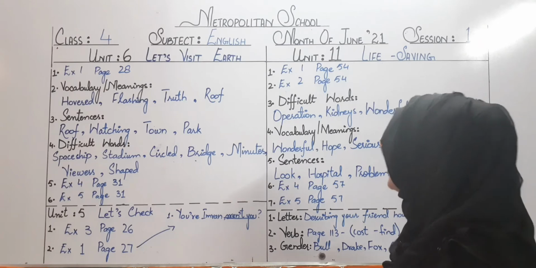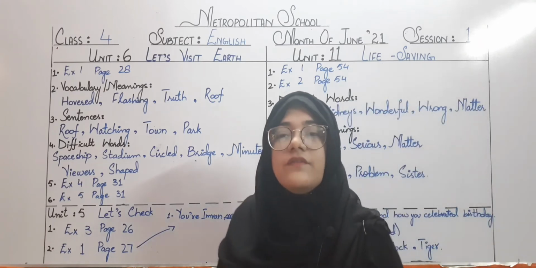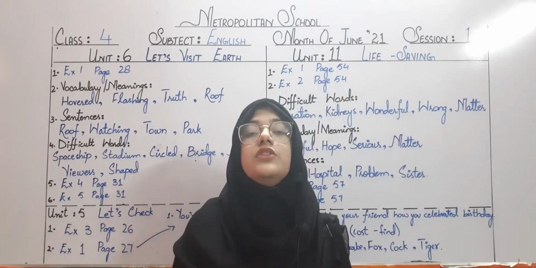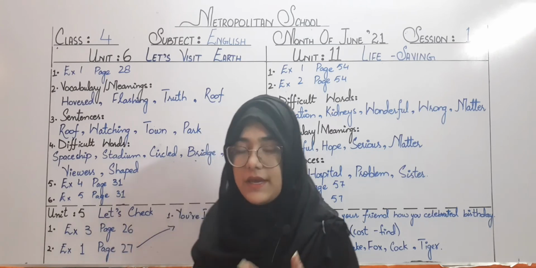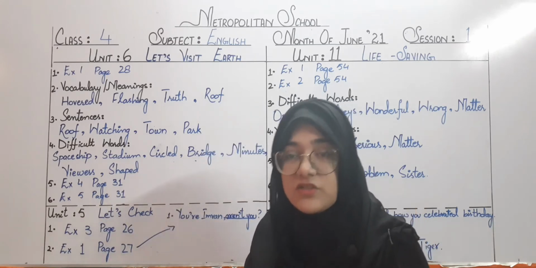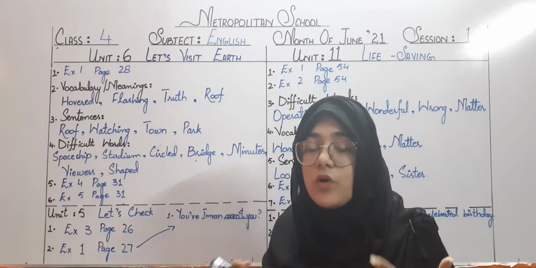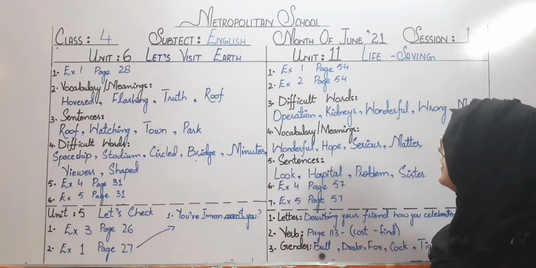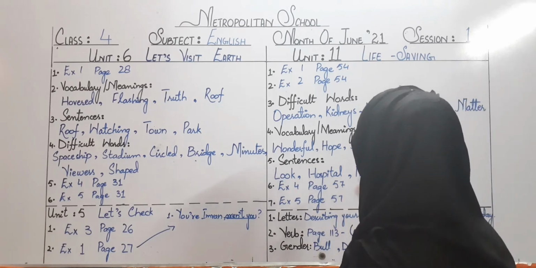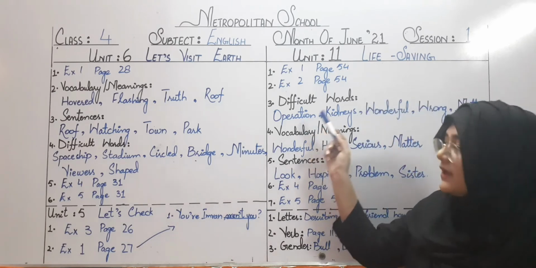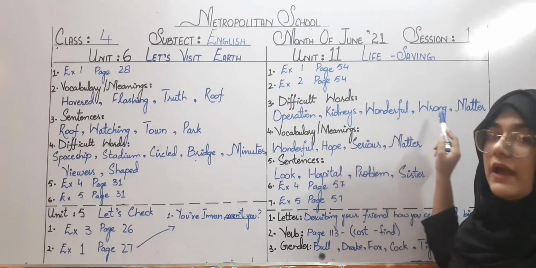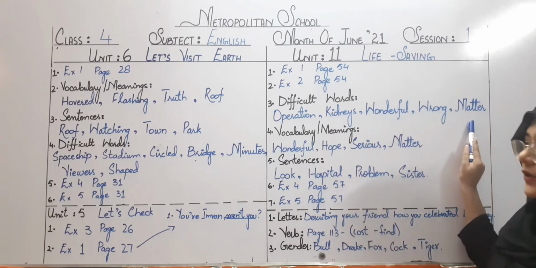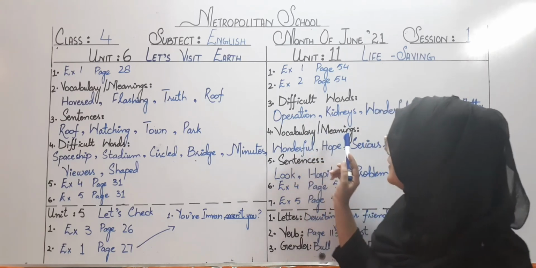Then we have exercise 2 on the same page 54, in which we have some questions related to Parveen and her health, like what was Parveen's problem, what is going to help her, and other stuff, right? Then we did difficult words of this chapter, in which we have the first one as operation, then kidneys, wonderful, wrong, and matter, right? Then we have vocabulary meanings.